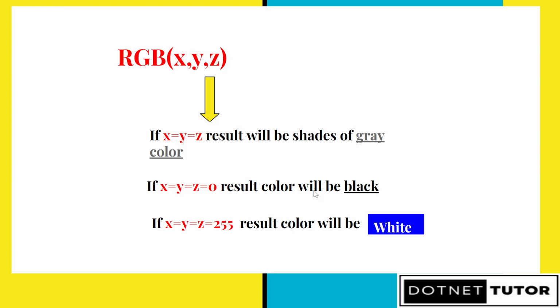If I give equal values for X, Y, Z, it will give gray color, some shades of gray. Let's see the real-time example, but before that I will briefly explain. If we give X equal to Y equal to Z equal to 0, all zeros, then the resulting color will be black. If we give the maximum value 255 at all three places, 255, 255, 255, then the color will be white.